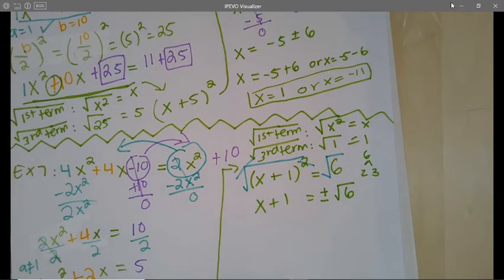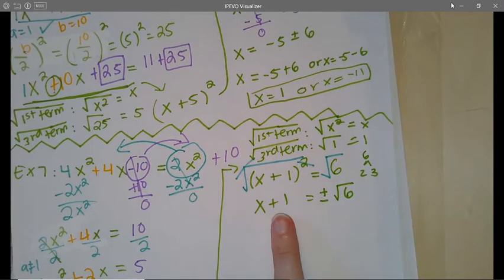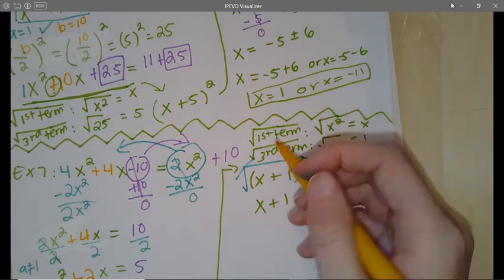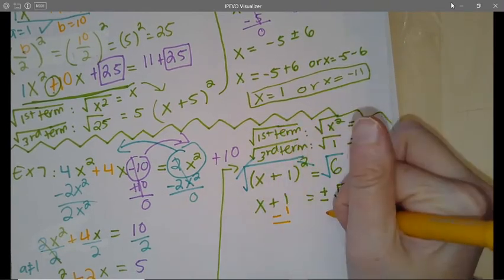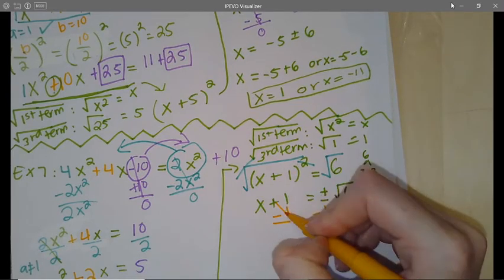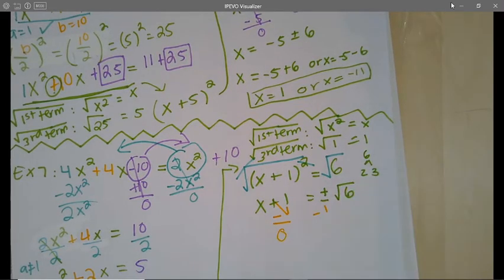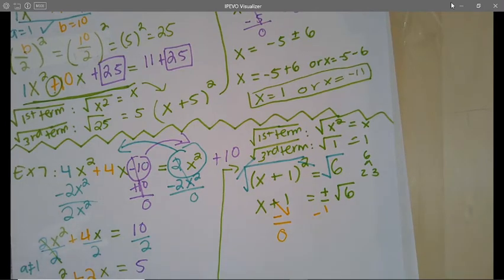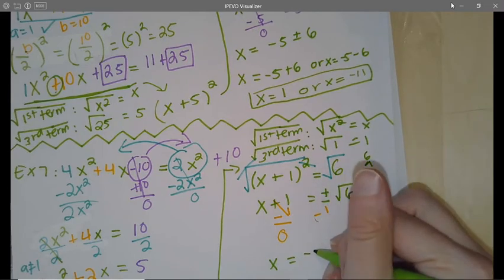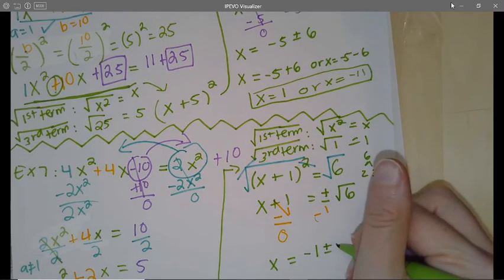And then from here, we just solve for x. So I need to bring the positive 1 to the other side, which I'm going to do by subtracting it on both sides. 1 minus 1 will cancel and turn to 0. Now remember on this side, the plus or minus is going to stay with the root 6, and I'm going to put the negative 1 in front of it. So I have x equals negative 1, I'm going to write that first, and then plus or minus root 6.